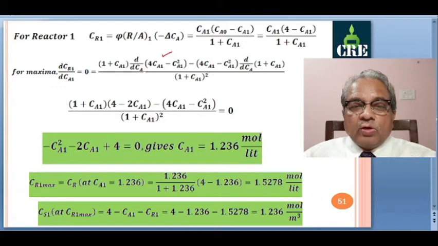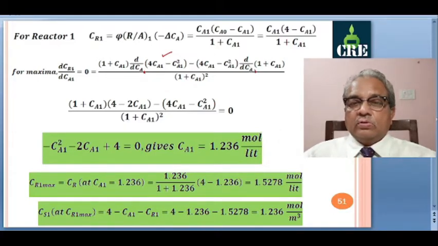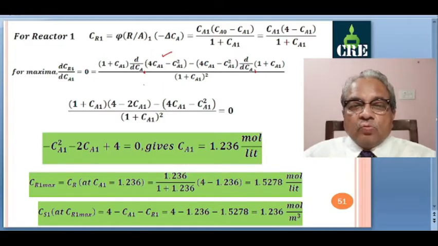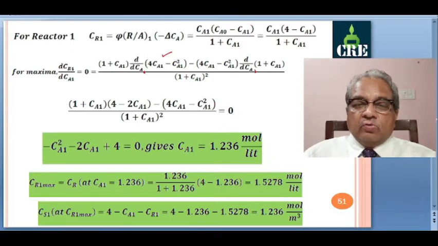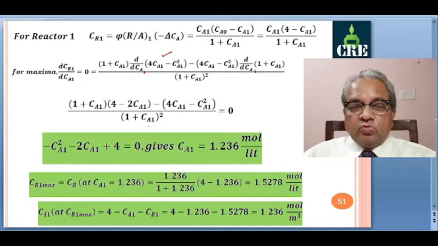Here you can write d by dCa1, the derivative with respect to Ca1. Anyway, this is done. This is as it is, and the derivative of this term with respect to Ca1: the first term derivative is 0, the second term derivative is 1, so this is multiplied by 1. We are equating it to 0. So don't bother about the denominator term, which is the square of this term by the quotient rule. So equate this to 0.